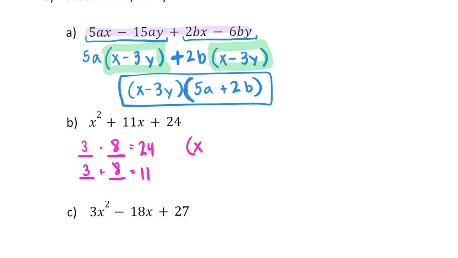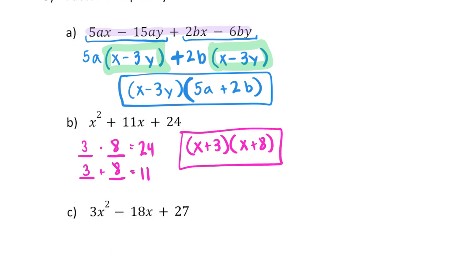We have x plus 3, x plus 8. And there's our factoring. There was one thing I should have done very first, and that is look for a GCF. This problem didn't have one, so I didn't really think about it. And it was pretty obvious there was no greatest common factor.